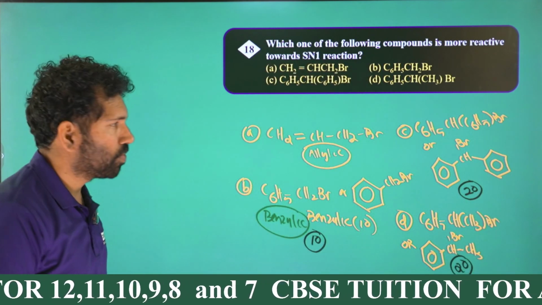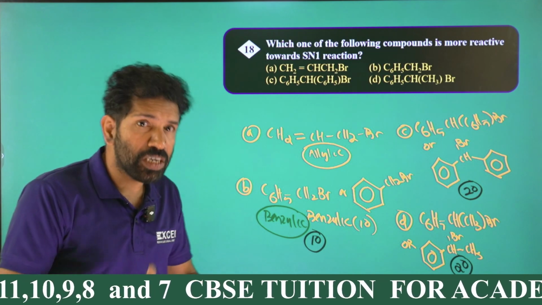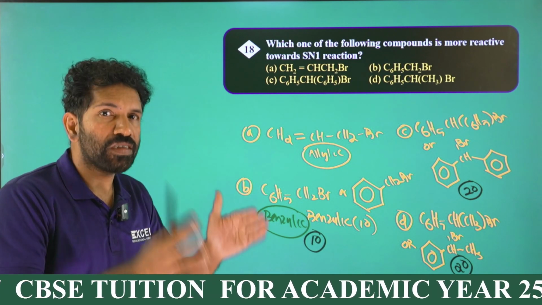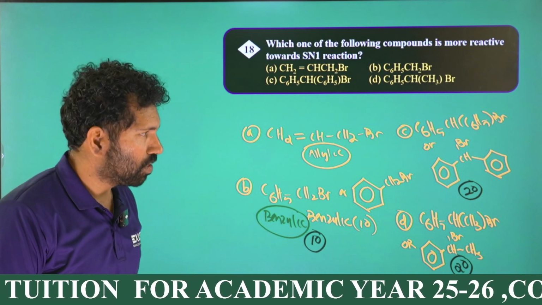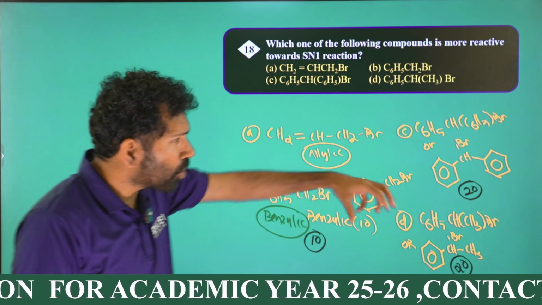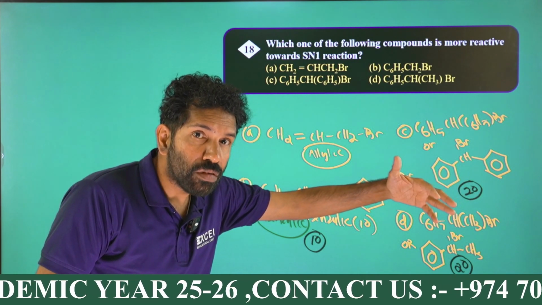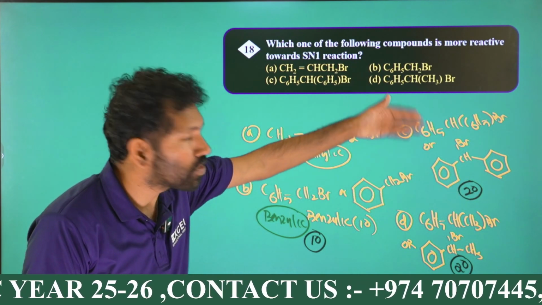No confusion. In SN1 reaction, benzylic halides are stabilized by resonance. No doubt, benzylic halides are stabilized by resonance. So whenever more benzene rings are present in a benzylic halide, it is stabilized more. So it is more resonance stabilized.